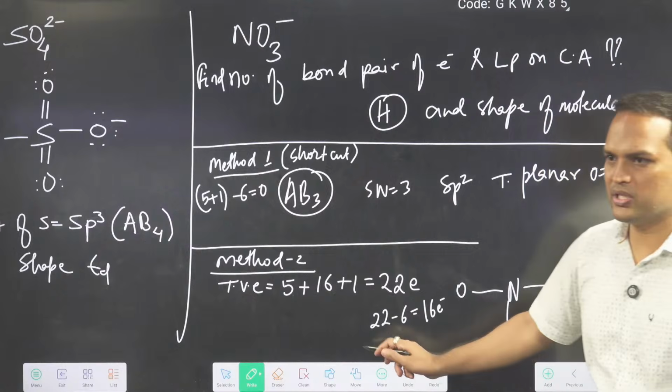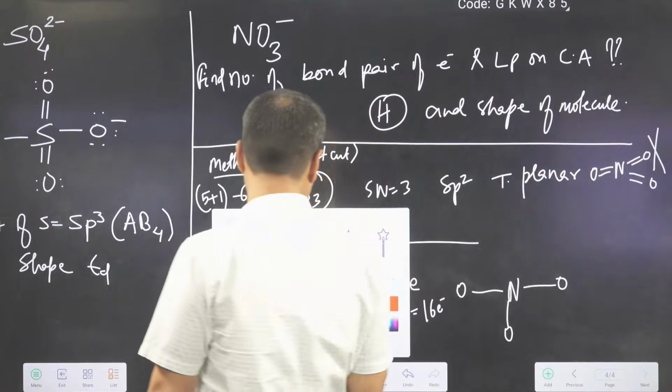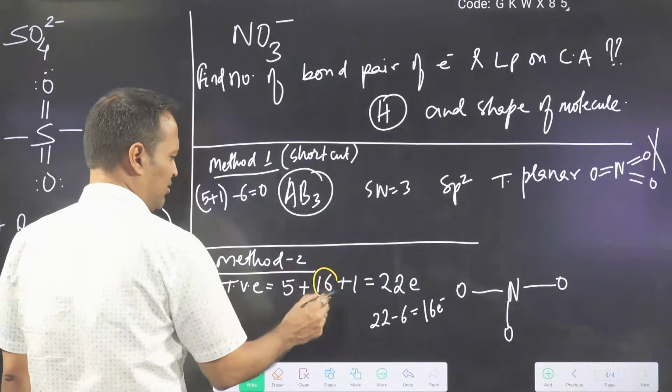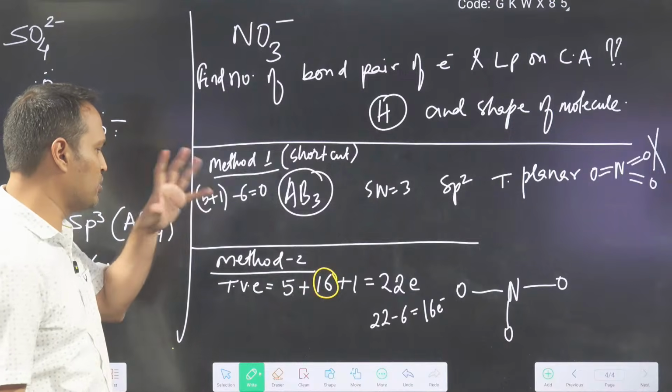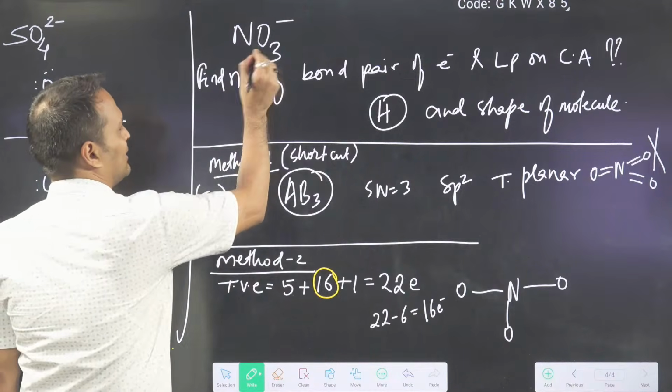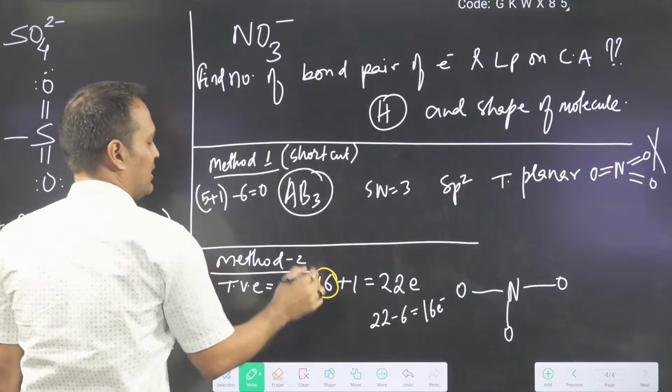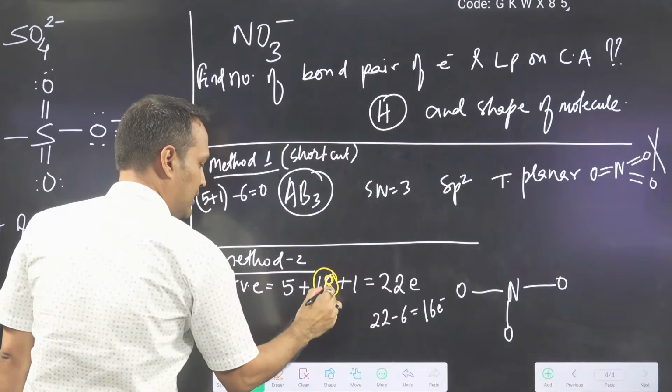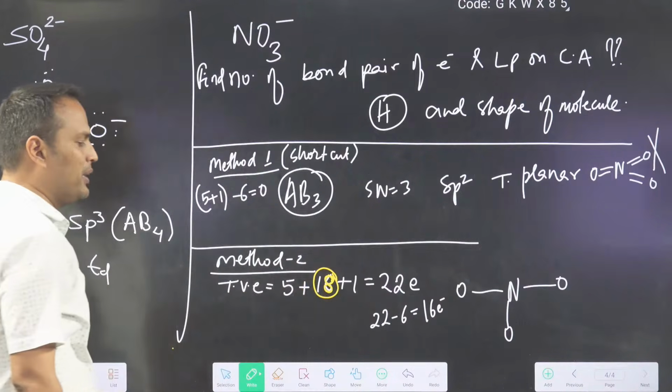Batao, what is the mistake here? You will say, sir, how have you written this 16? This 16 is not looking correct, sir. Some mistake you have done. Correct. Bhaiya, 3 nitrogen are there. So 6, 3, 18. So you have to be careful.